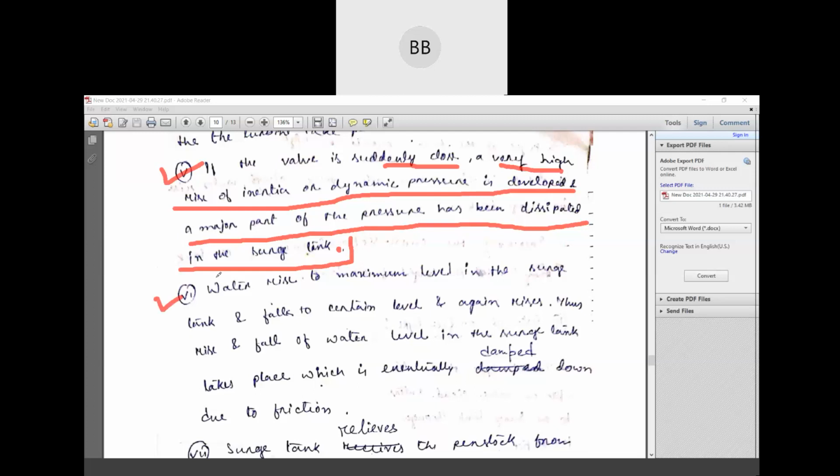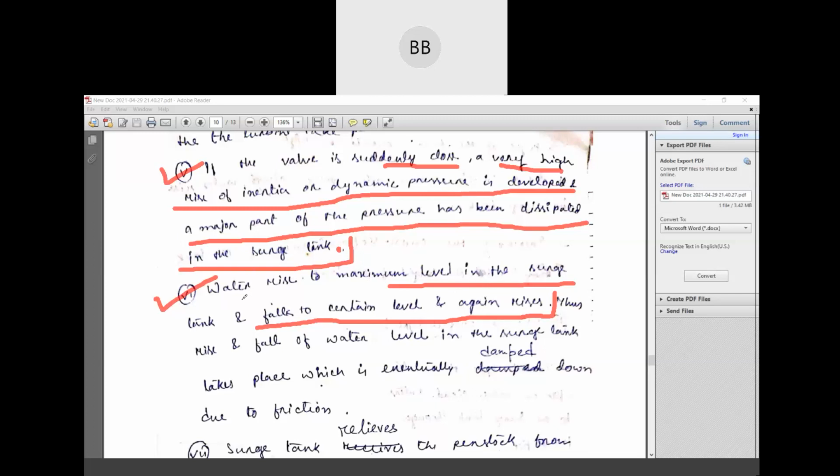Okay. Number six, water rises to maximum level in the surge tank and falls to a certain level and again rises. Okay, that's what I'm saying. It's always fluctuating, whenever you are operating that valve to increase or decrease the discharge or velocity. So there will always be a rise and fall of water level in the surge tank.